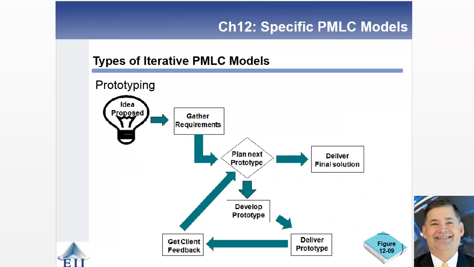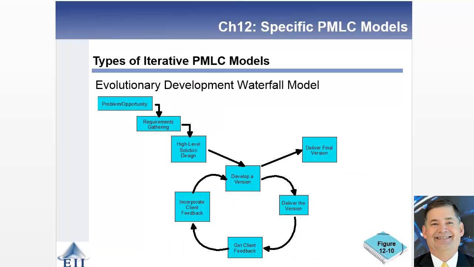So let's look at prototyping. We're going to start with an idea being proposed. We gather those requirements, plan a prototype, develop it, deliver it, get feedback, and then start working on the next prototype. And you just keep on working through prototypes until the client makes a decision to either abandon the project or that the project has been successful and you've got a final solution. And again, certain types of problems lend themselves, especially if they're visual, to this prototyping approach.